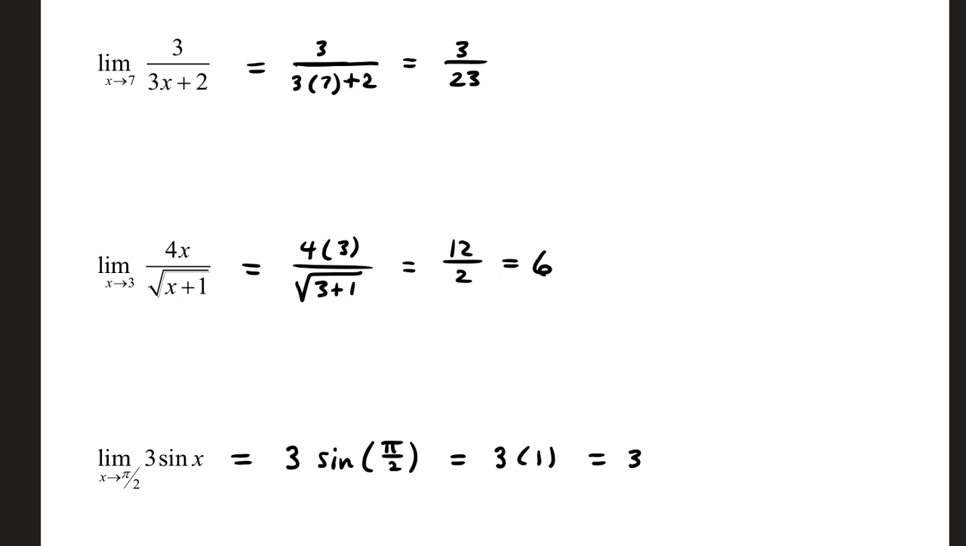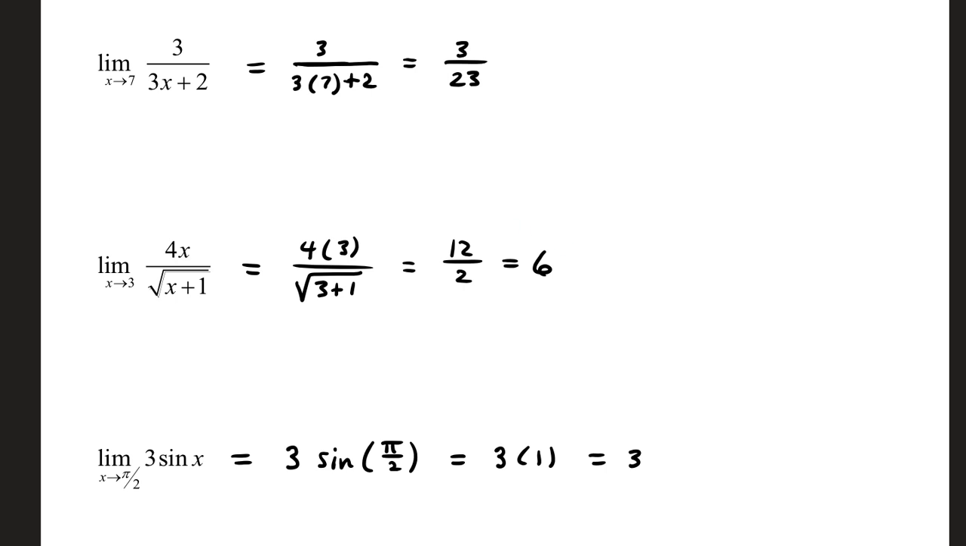Second example, we're approaching +3. 3 plus 1 is 4, which has a square root of 2. In the numerator, 4 times 3 is 12. 12 divided by 2 is 6. If your fraction doesn't reduce, that's okay. If it does, please reduce.